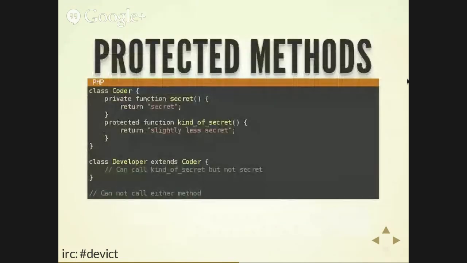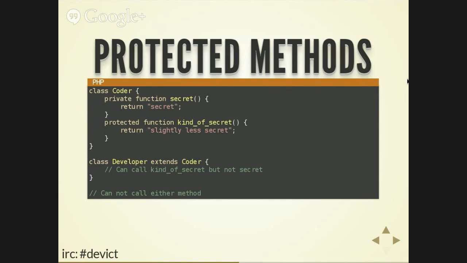I couldn't think of funny examples for this one. So here I have a class coder again, and then developer, which is a coder. I have a private method, a private function called secret. This is really secret. Only the coder class can execute this. And I have a protected function, kind of secret. So it's not available if you're not in the club, but developers can call kind of secret.